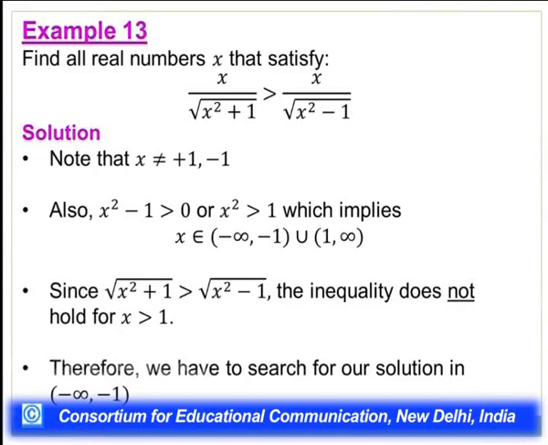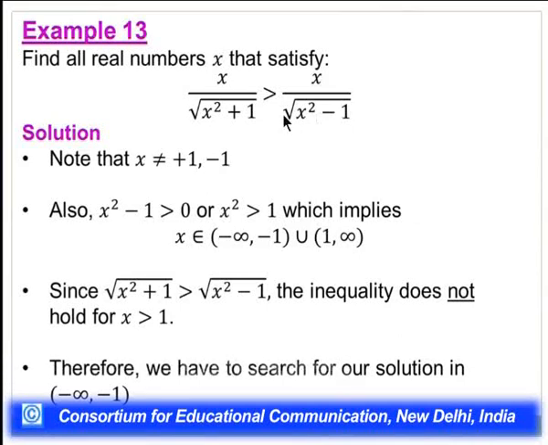And now for one more final example for inequalities, this asks you to find all real numbers x that satisfy x upon square root of x square plus 1 is greater than x upon square root of x square minus 1. Again, we'll rule out division by 0, so that x can't be plus or minus 1, because if you notice here, x square plus 1 in the denominator on the left hand side is always positive, but x square minus 1 could be 0 for x square equal to plus minus 1. So we don't want division by 0, and we'll rule out x equal to plus minus 1 as part of the solution.